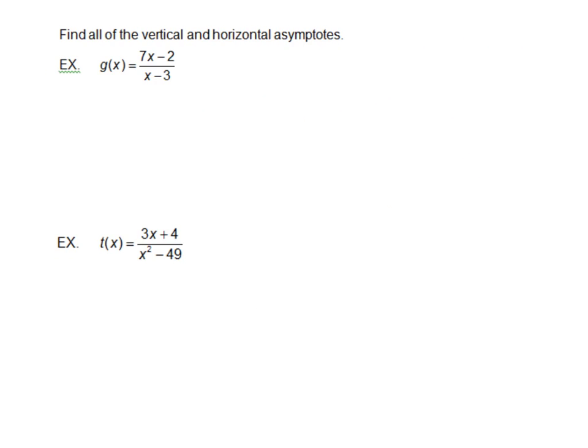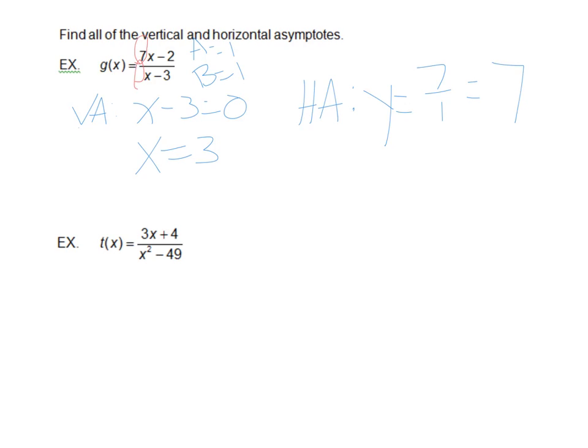More practice finding all the vertical and horizontal asymptotes. First example, g of x equals 7x minus 2 over x minus 3. Vertical asymptote, you set the bottom equal to 0. So x minus 3 equals 0, x is 3. Horizontal asymptote, we have to follow the rules. The degree of the top is 1. Degree of the bottom is also 1. So the horizontal asymptote is leading coefficient over leading coefficient. Y equals 7 over 1, or just 7.